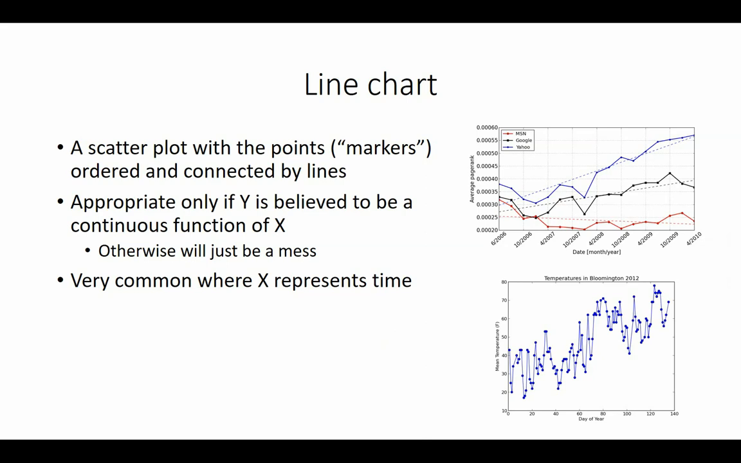Now, of course, it's appropriate to do that only if the y variable is believed to be some continuous function of the x variable. Otherwise, you will just get a complete mess, which doesn't really mean anything. So it's very common, for example, when x represents time. And this is related to the bonus presentation that you heard today. So if we have time series data, it makes a lot of sense to use a line chart with the x-axis being some timestamp and the y-axis being some value that we want to track its changes over time.